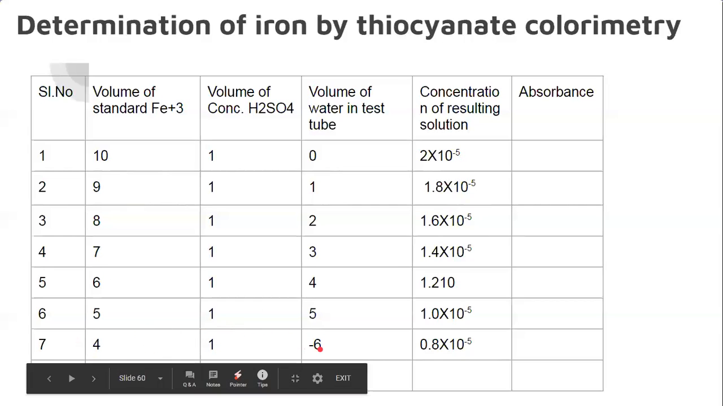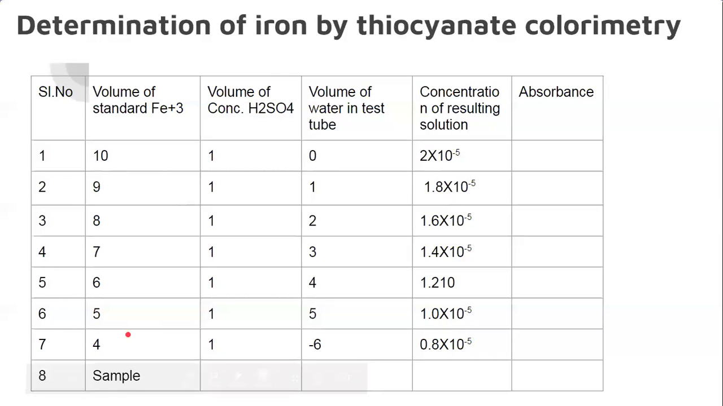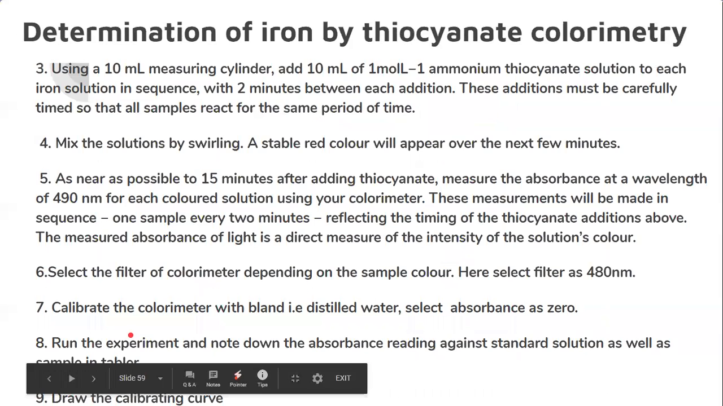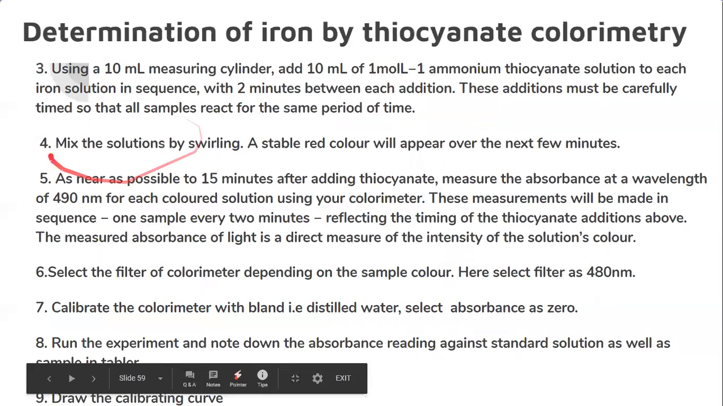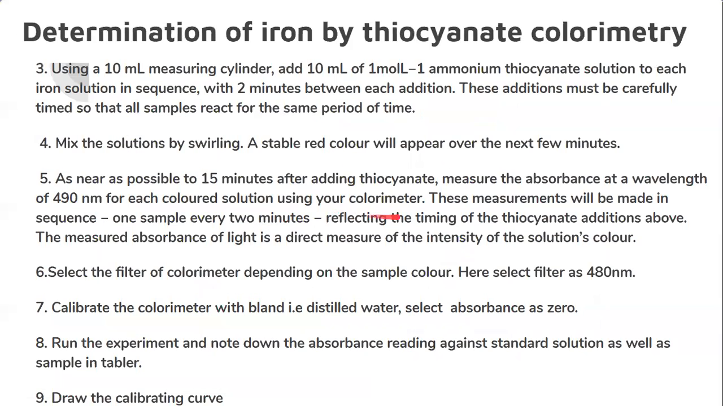Okay, so not minus 6, actually it is 6 ml of water. So in that manner we prepare differently concentrated solutions, and those are taken into these labeled boiling tubes. And the last boiling tube, we take the sample solution. So in that manner we prepare various concentrations of solutions. Okay, so this is the whole thing.